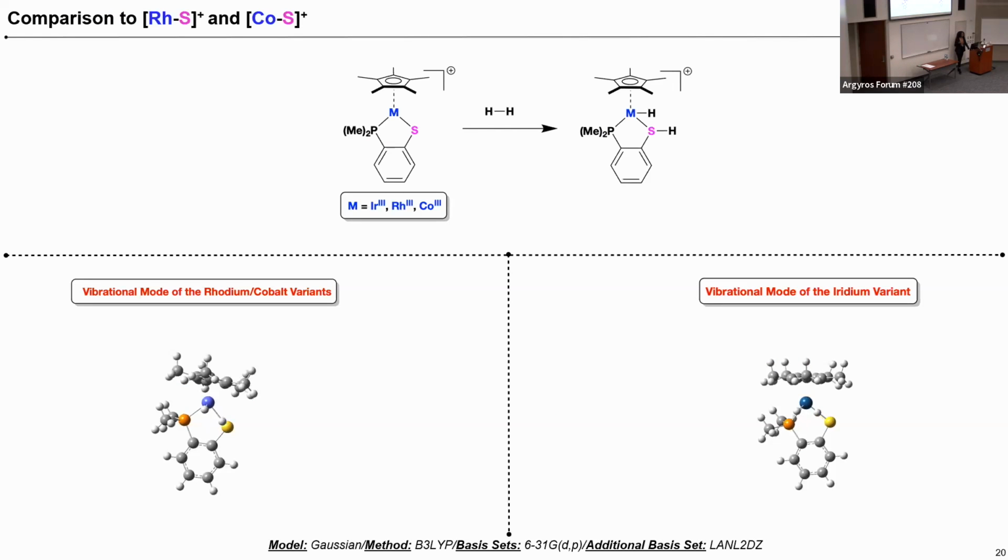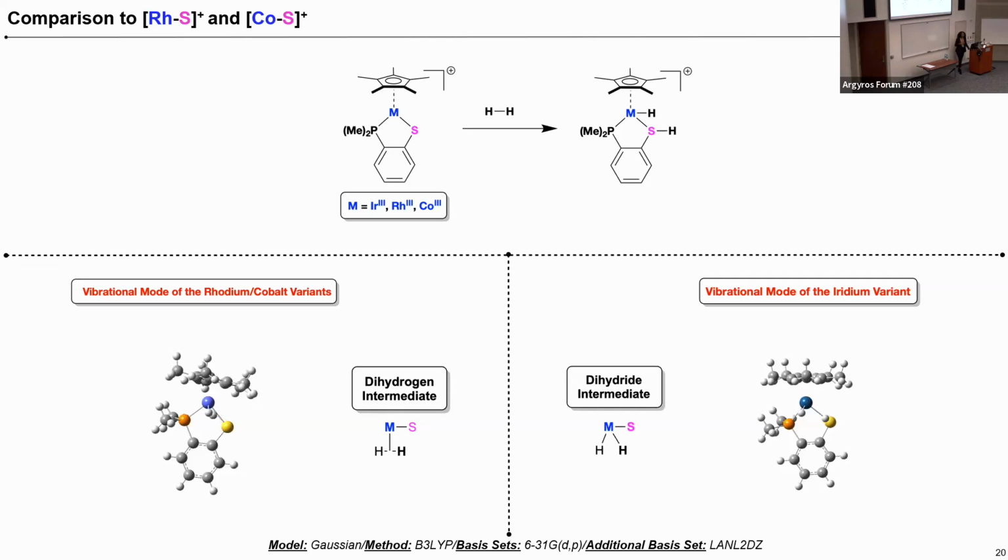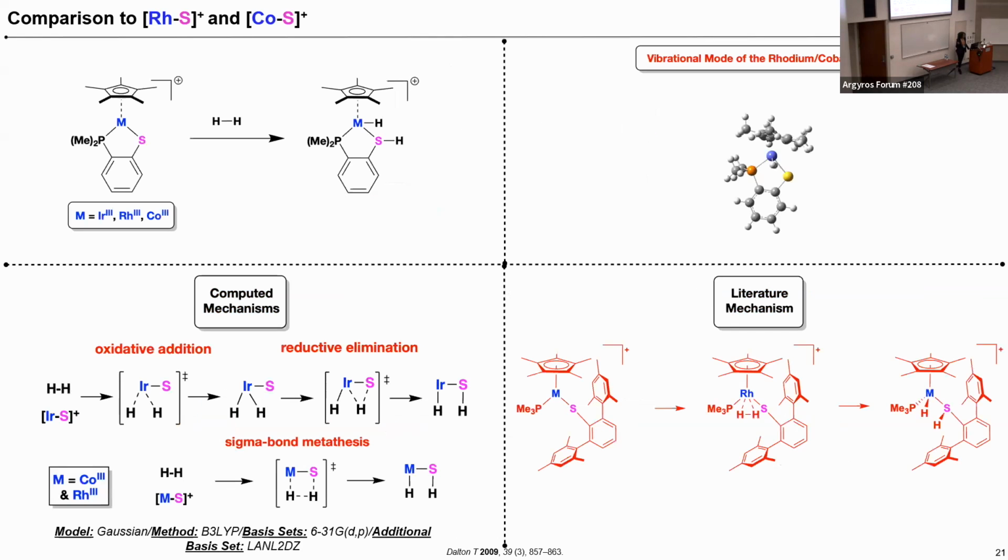Which, in comparison to the rhodium and cobalt variants, some interesting things were seen with the rhodium and cobalt variants. One, they also had the same mechanism, but also when the hydrogen came in contact with the catalyst, the hydrogen bonded to the metal through an η2 coordination, reflective of a dihydrogen intermediate relative to iridium's dihydride.